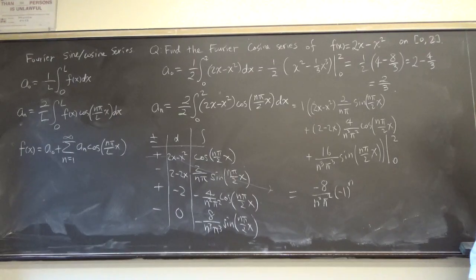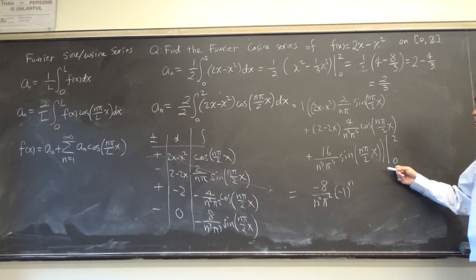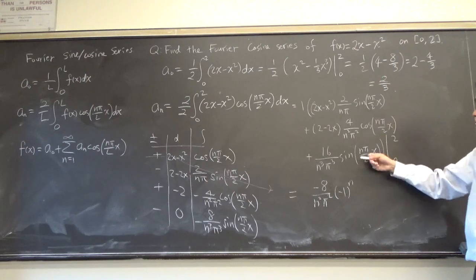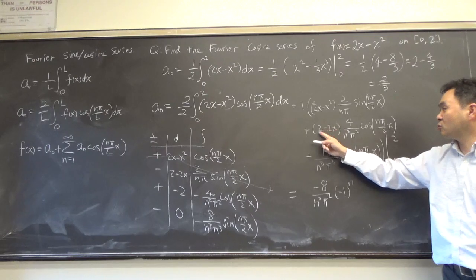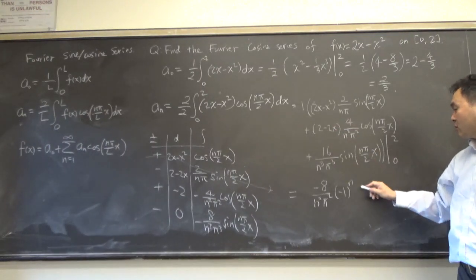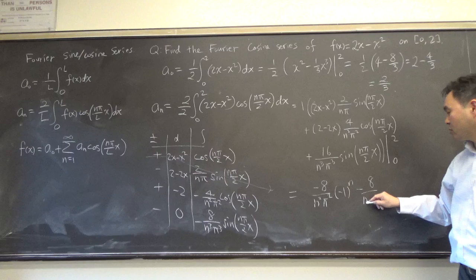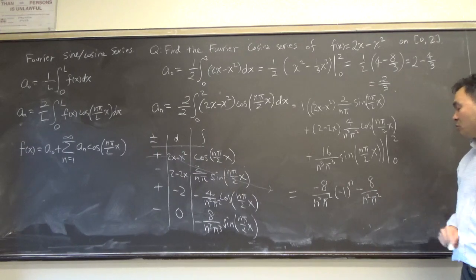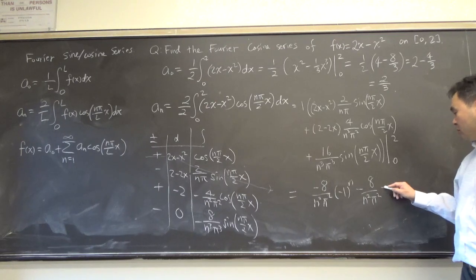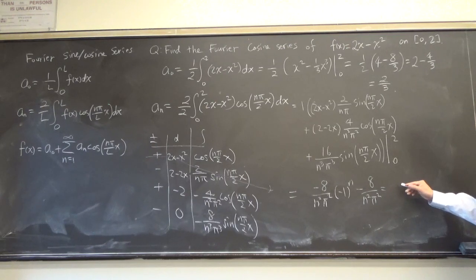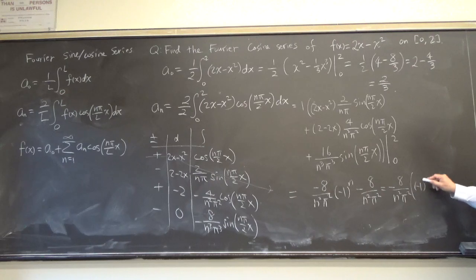Okay. And then when you plug in 0, here it's 0. Cosine 0 is 1. When you plug in 0 here, 2 times 4 is 8. So again, you subtract 8 over n squared pi squared times 1. Okay? So that said, if we factor out the negative 8 over n squared pi squared, then we can simplify this as negative 1 to the nth power plus 1.